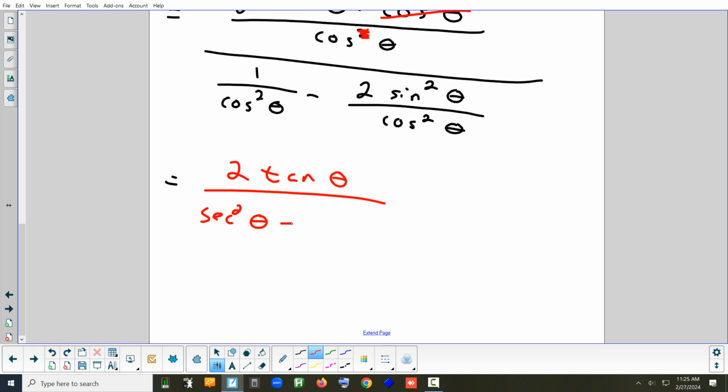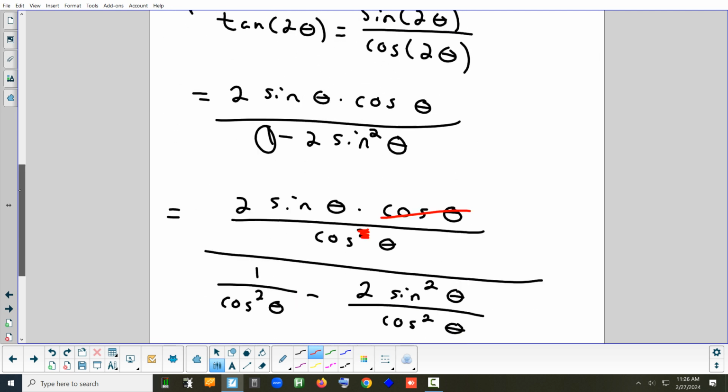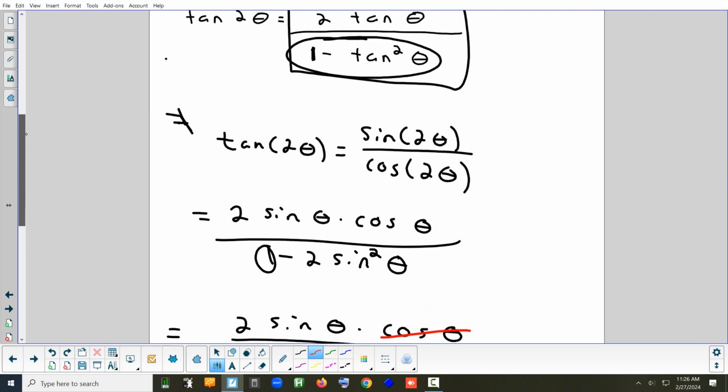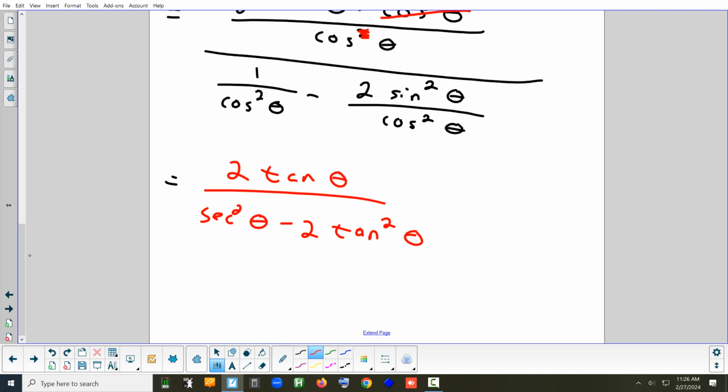So let's go back up and see what we have. We've got the 2 tangent. That's good. And the bottom is supposed to be 1 minus tangent squared. And we have secant squared minus 2 tangent squared. Well, if we were posting this on the denominator, you would just divide by tan, I think.